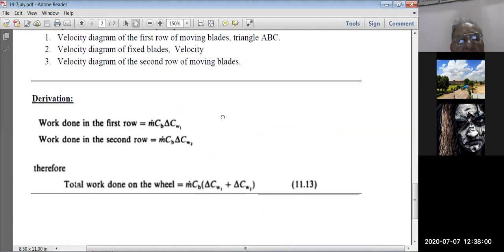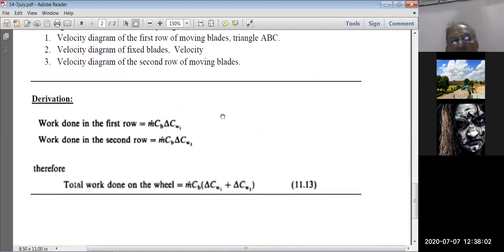And here is the derivation, very simple, in 2 steps. Our purpose was to derive this equation: what is the total work done on the wheel by the steam? Very simple. In the simple single stage impulse turbine, we have shown that the work done in the first row is equal to m dot Cb delta Cw. Cb delta Cw is the work done on the wheel by the steam.